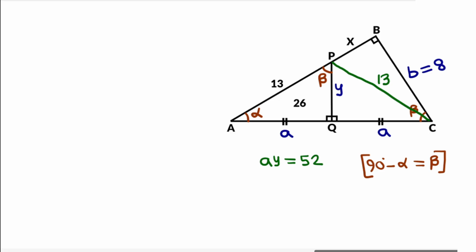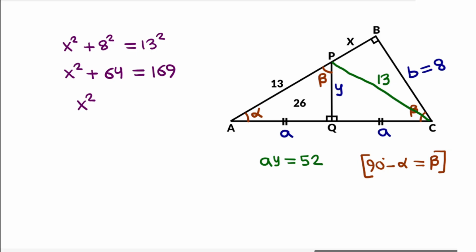Time for the Pythagorean theorem one last time. X squared plus 8 squared equals 13 squared. So, X squared plus 64 equals 169. Subtract 64. X squared equals 105. Take the square root, and we get X equals square root of 105, which is approximately 10.25.